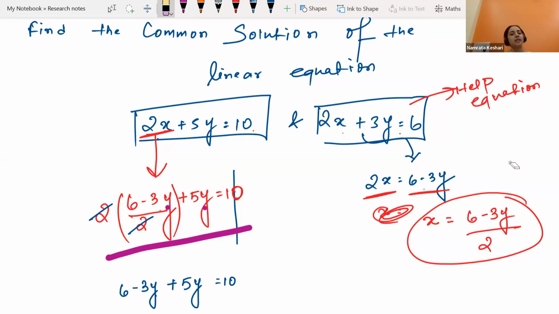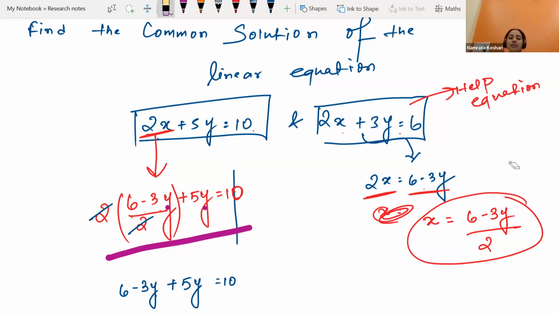So suppose you have taken out x from the second equation, that means you have to now substitute it in the first equation. If you do so, you will end up having an equation with only one variable. Either x will be there or y will be there. Easily you will be able to solve it.